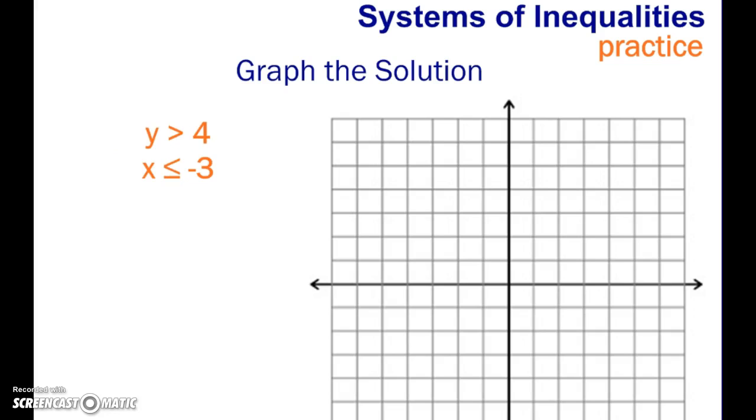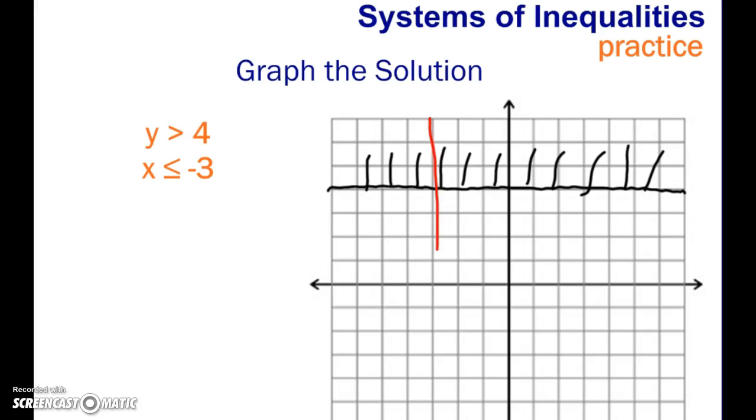Okay. Folks, these are just vertical and horizontal lines. Y is less than or equal to 4. Sorry, y is greater than 4. 1, 2, 3, 4. You got that line is greater than, so it's above. The other one is x is less than negative 3. 1, 2, 3. I'm going to do this in red. Okay, and it is less than, so it's going this direction.